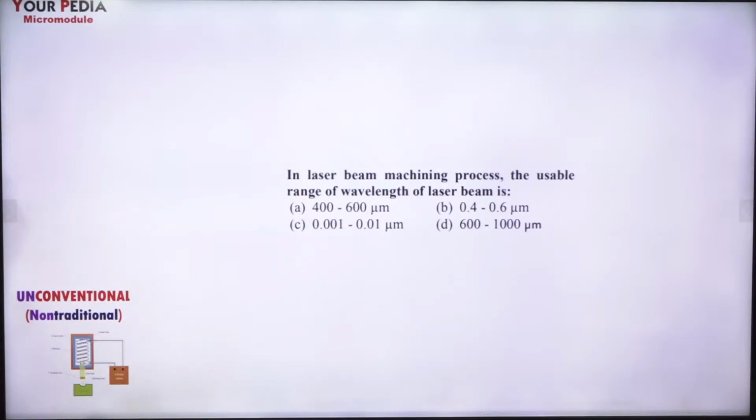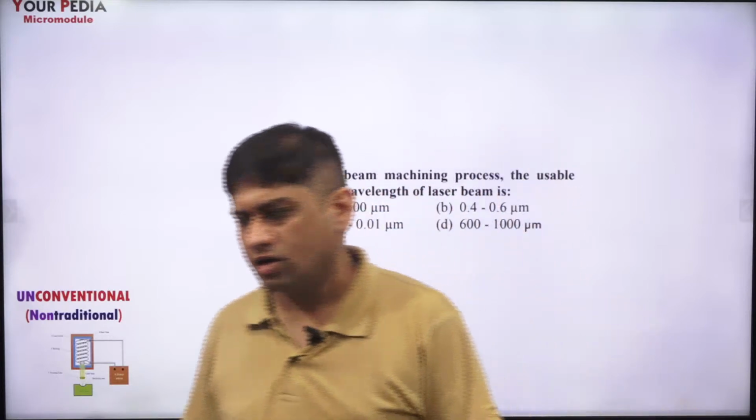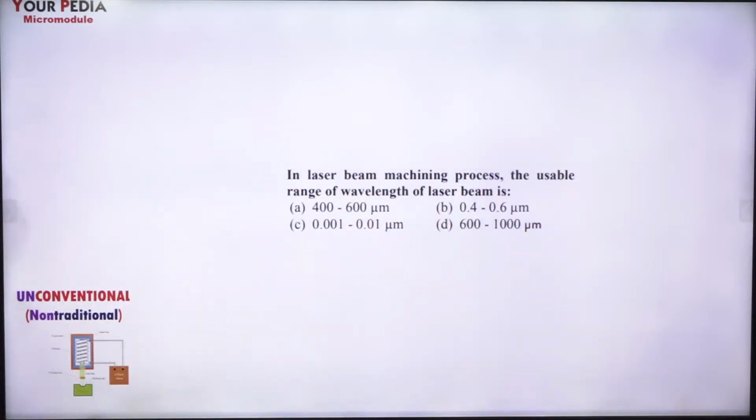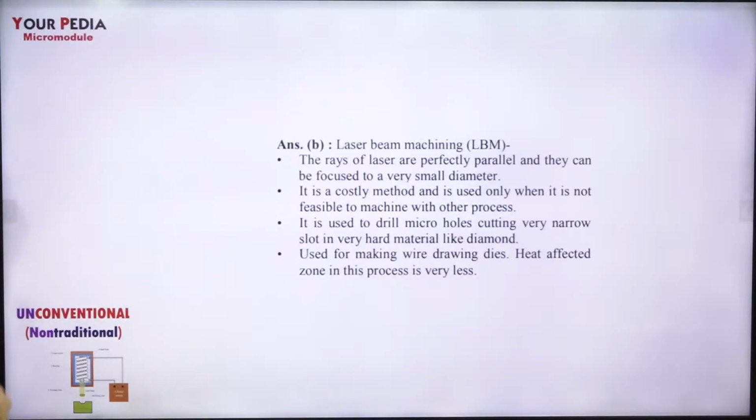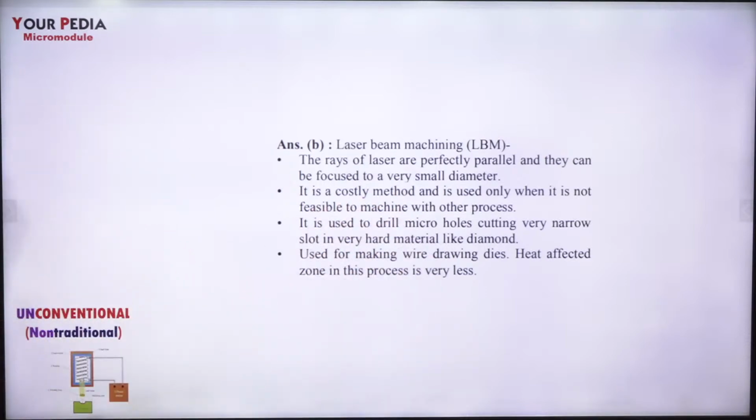So the wavelength range, you are noting this, because in the exam direct questions are asked. I have taken these questions from a standard book, so direct questions are asked from that particular book, and you should know the value. So 0.4 to 0.6 micrometer, and these are some of the things related to laser beam machining. Laser beams are highly coherent, of very small diameter but parallel. It is a costly method. Laser beam is the most inefficient and costly non-traditional machining.